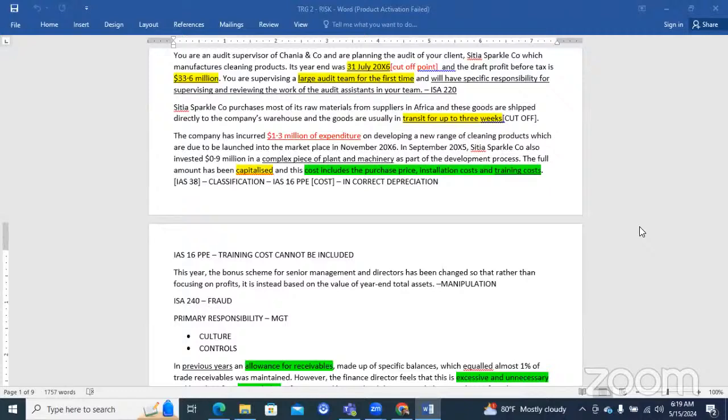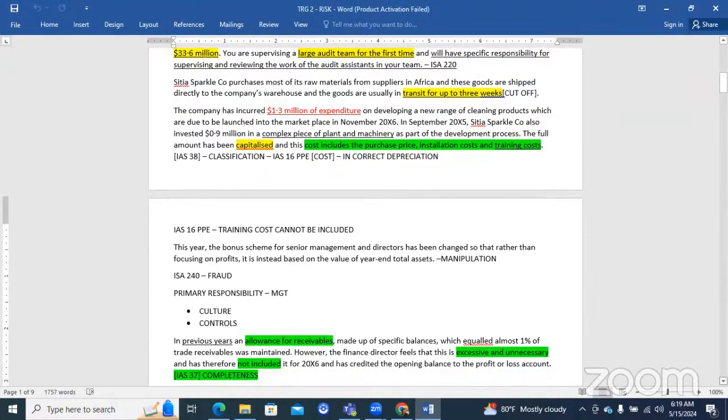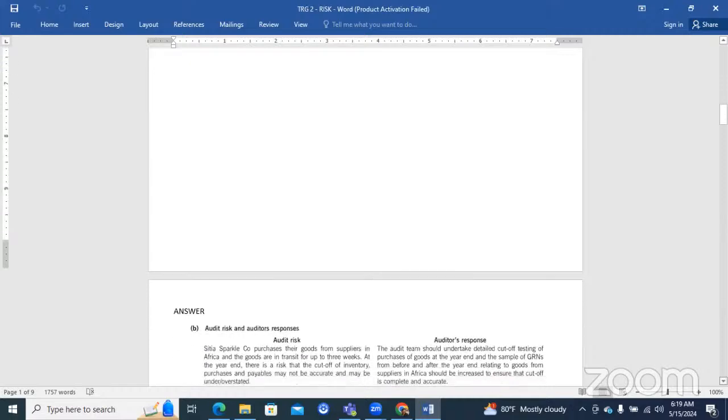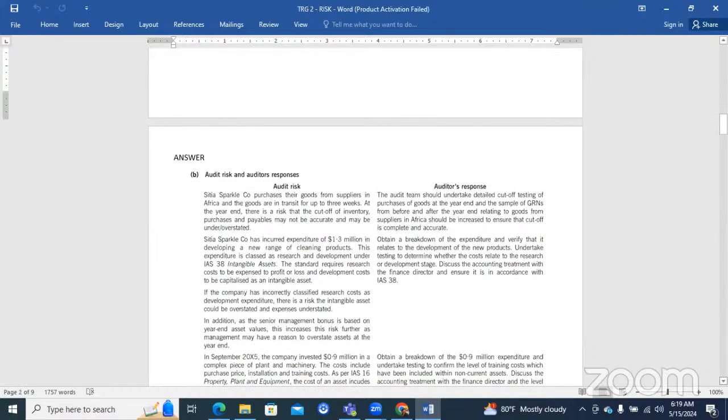Now, let's look at the answer. When I'm giving my answer, I will give it as per the points. But when you look at the suggested solution, the same points are covered, but everything is mixed together. Okay. See here, students.